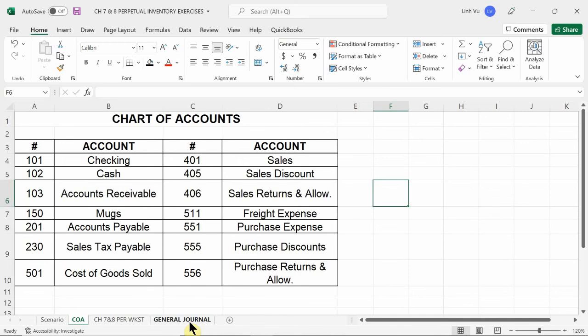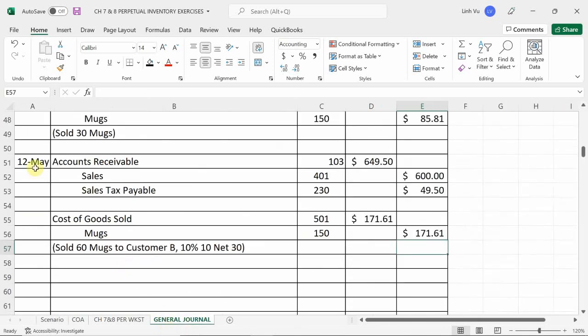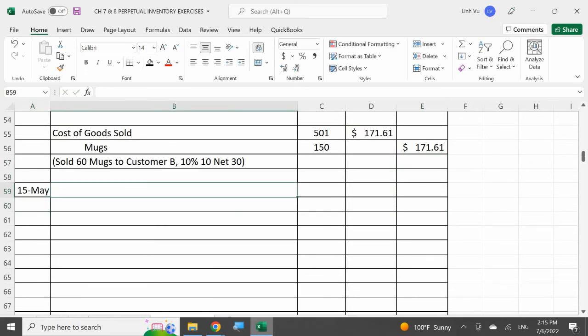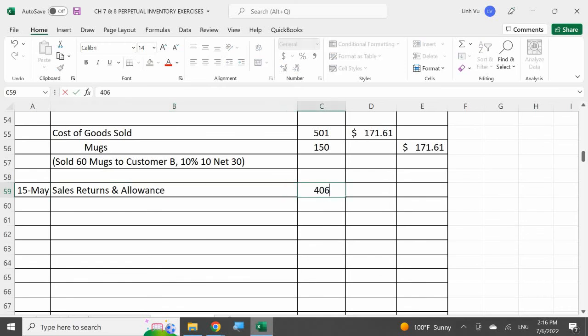Oh, well, because there's no mention, so we have to do a sales tax payable. Yes, in this case, because they're returning the product back to us, we have to give the portion of the sales tax money back as well. So 203. All right, so let's go ahead and update this. So it is May 15. We have a sales returns and allowance. Six. We have to give them their money back.